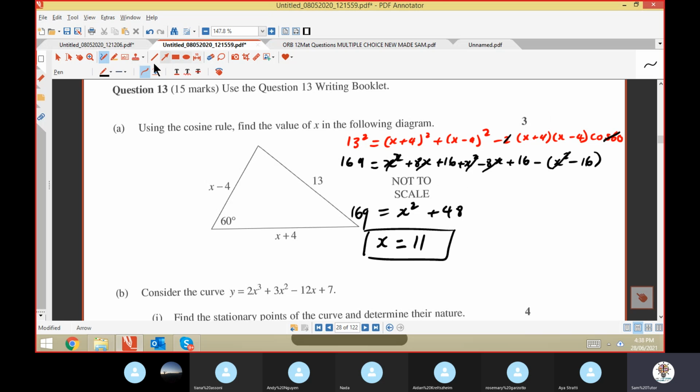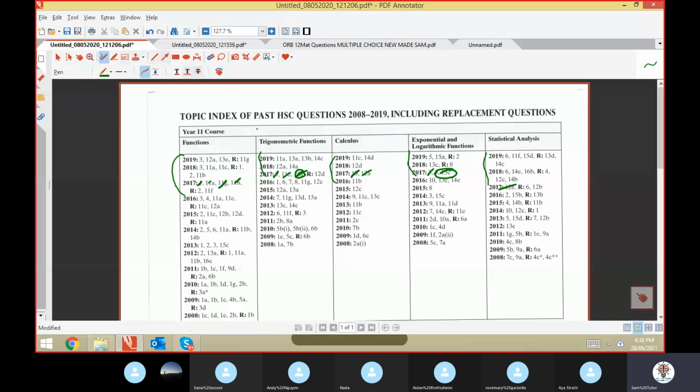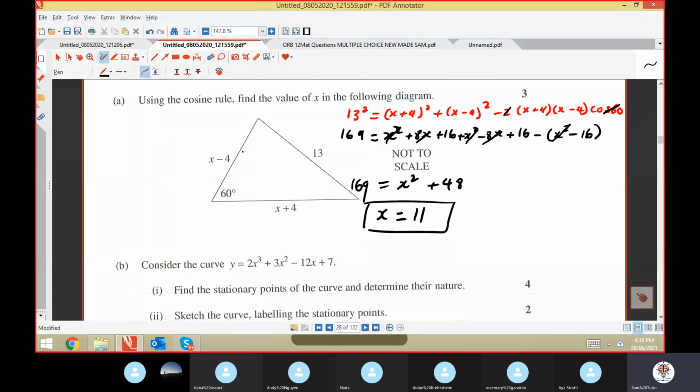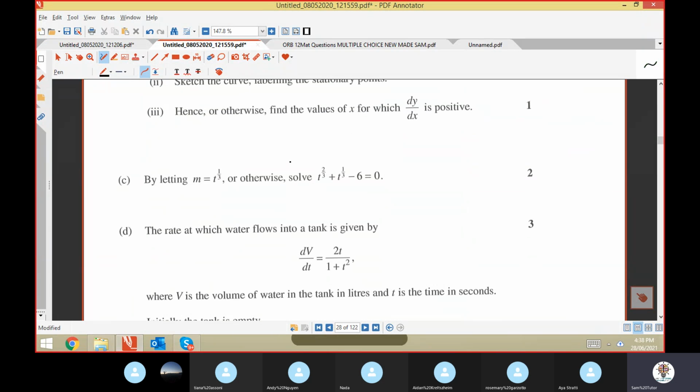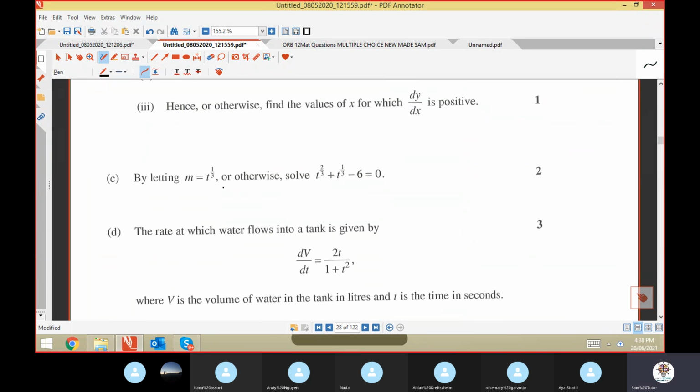All right. And the next one was 13C. Letting m equal t to the third, or otherwise solve this. We'll go with you for a second. Okay. Just let something in m, it should become a quadratic.